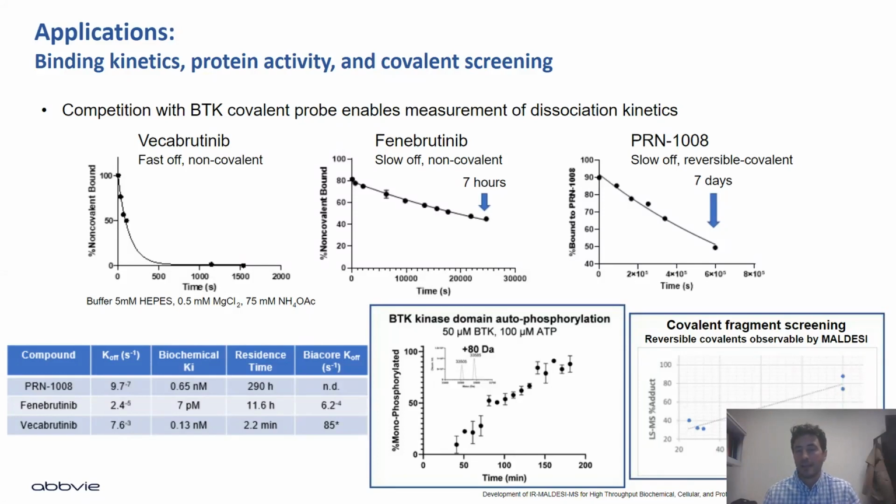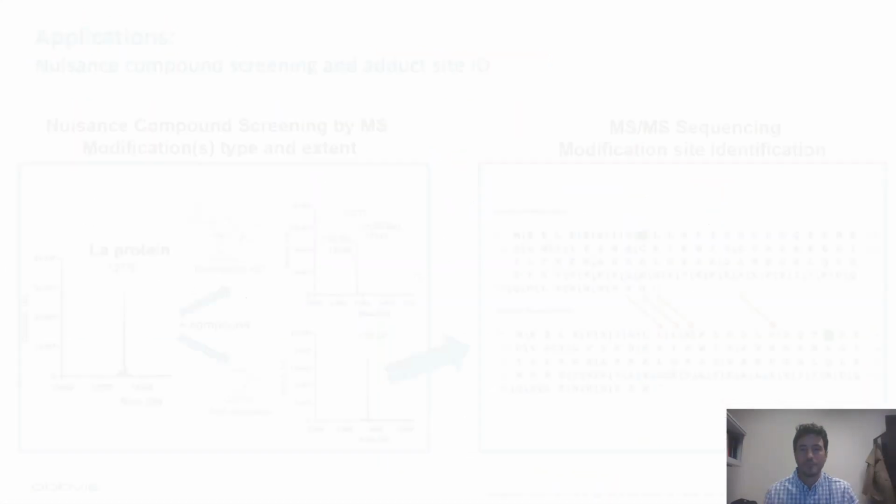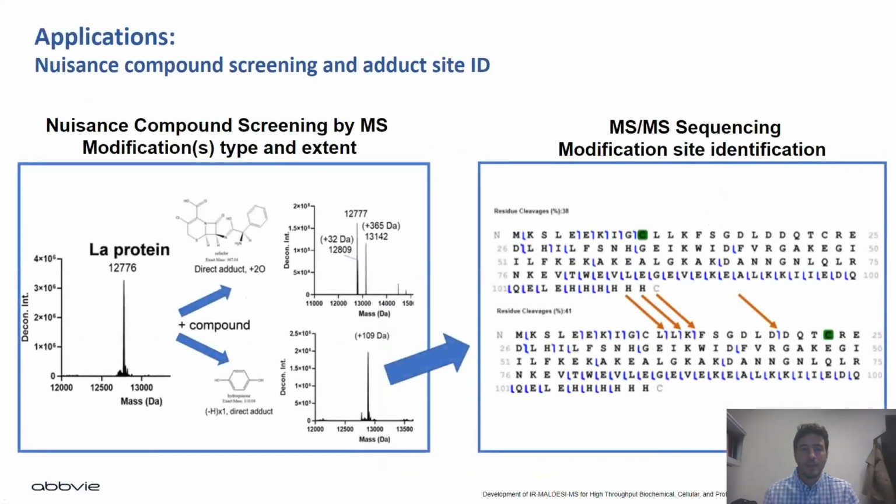And then on the right, one other application we're interested in is covalent fragment screening. So here's an example of a set of compounds comparing MALDESI on the x-axis versus LC-MS, our traditional way of tracking covalent fragment screening, on the y-axis, and there's good correlation. And for reversible covalence, MALDESI actually works a lot better than LC-MS because oftentimes the compound falls off in the LC column. So one last protein application, then I'll wrap it up.